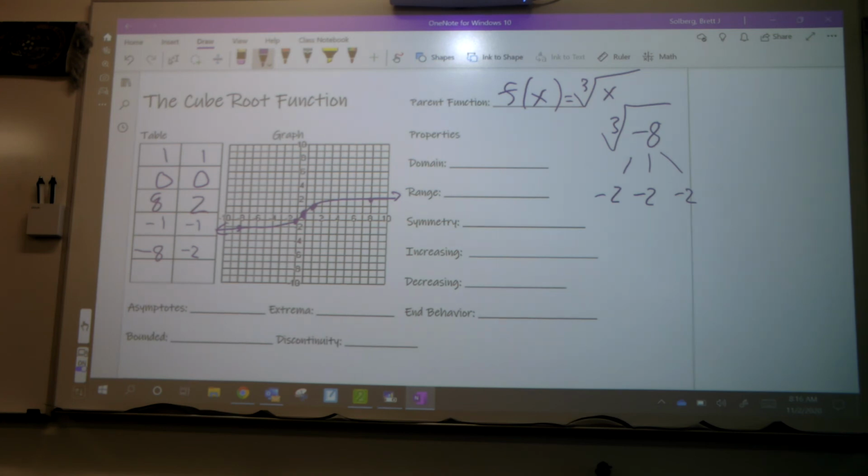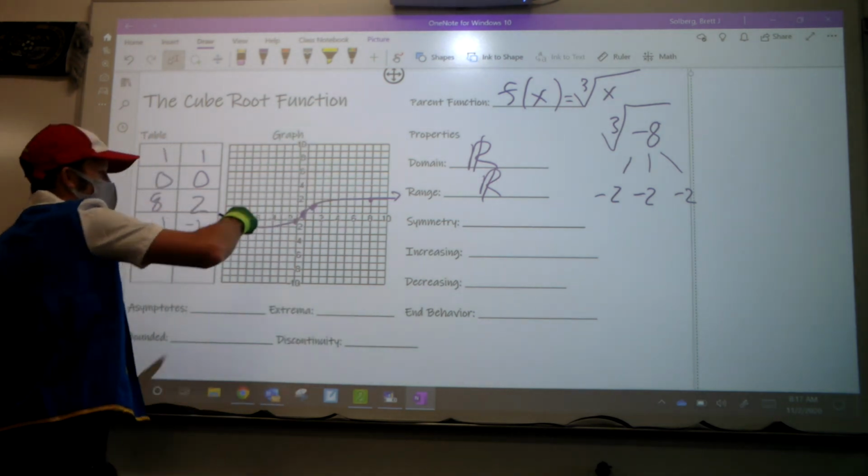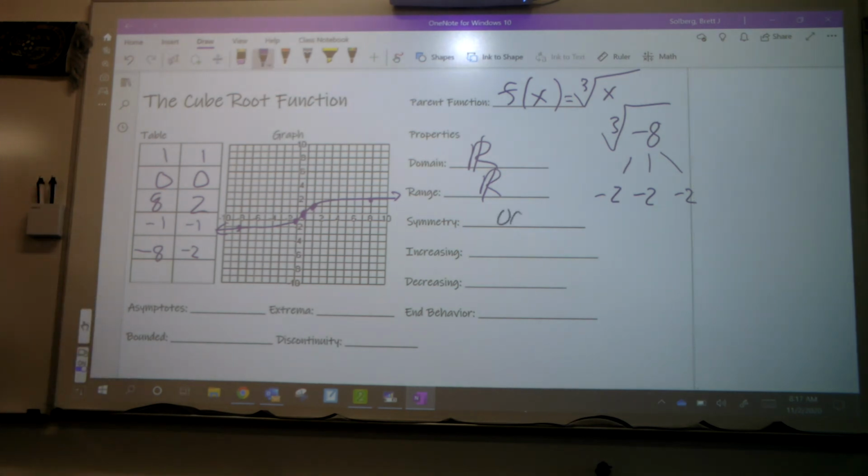All right. Brinley, domain. Awesome, all real numbers. Thank you. Brandon, range. Yep. All right, Lashea, is this symmetric? What kind? Is this even, odd, or neither? It is odd. If I were to trace this and flip it over and land on itself, good job. This is odd. Awesome.